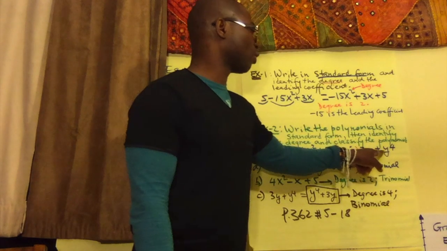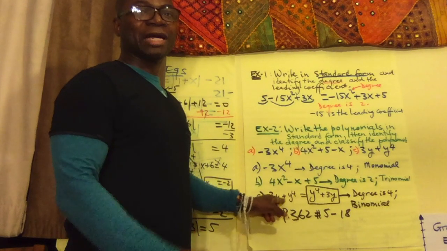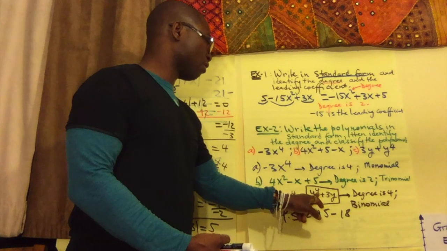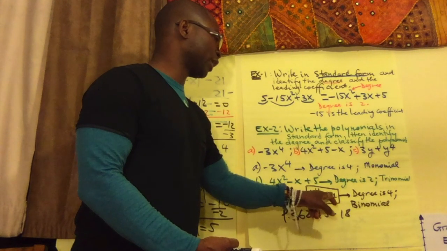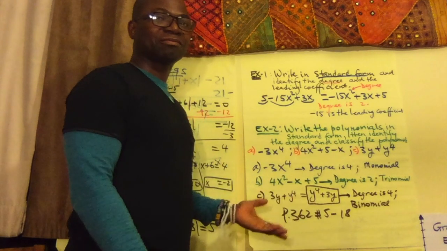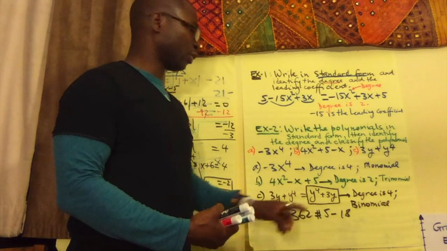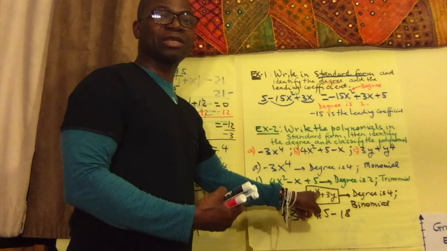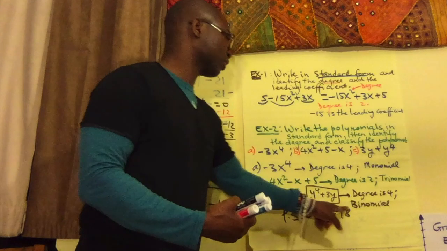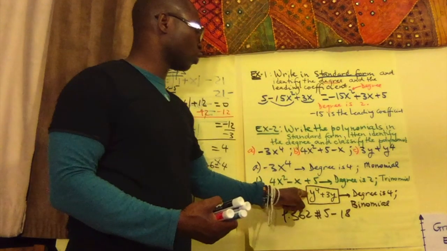Now let's look at the next one. C, 3y plus y to the 4th. We've got to write that in standard form, so we write the highest exponent first. y to the 4th plus 3y. Okay? That's our standard form. What is the degree here? The degree here is 4. The highest degree is 4. How many terms? 1, 2. So what is it called? Binomial. This polynomial is a binomial because it has 2 terms.